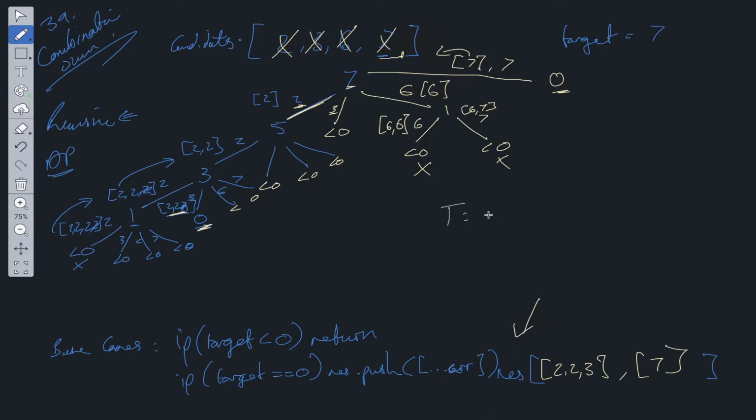So time complexity for the solution, we're going to have an upper bound. So it's going to be O(N), where N is the number of candidates. We have to times this by T over M, where T is the target value that we're looking at, and M is the minimum value within candidates, plus 1. And this T over M plus 1 is the maximum depth of this tree. And then space complexity is going to be O(T over M).